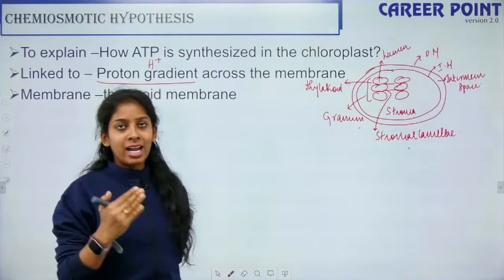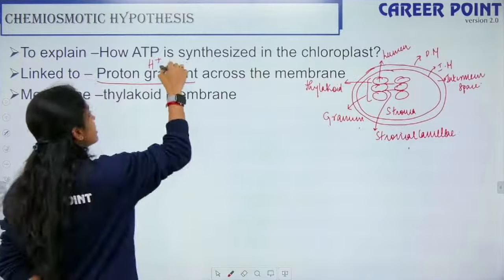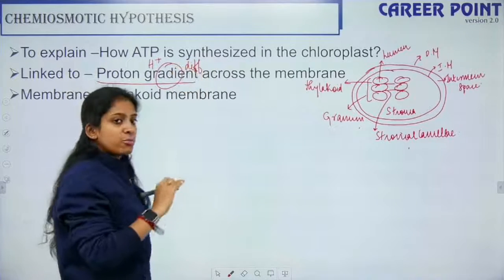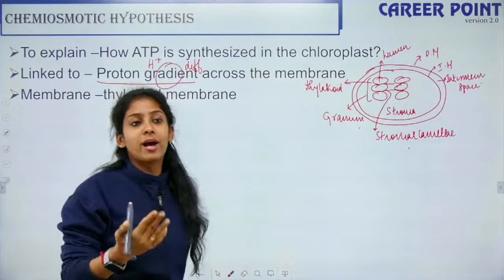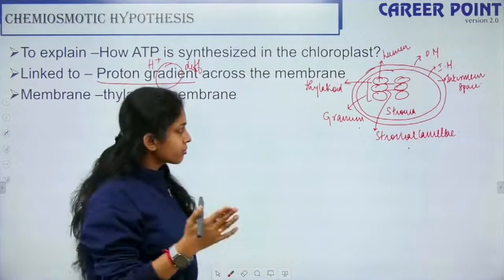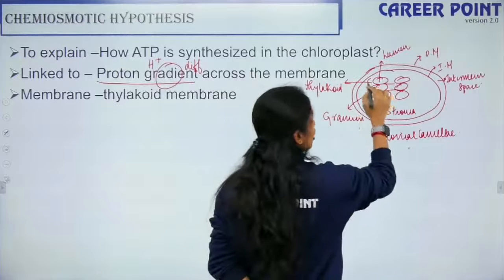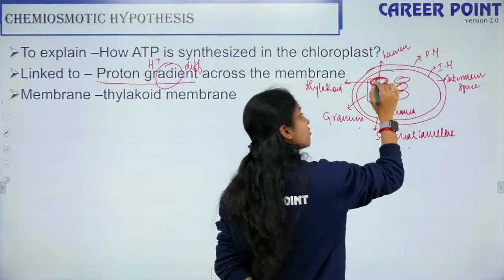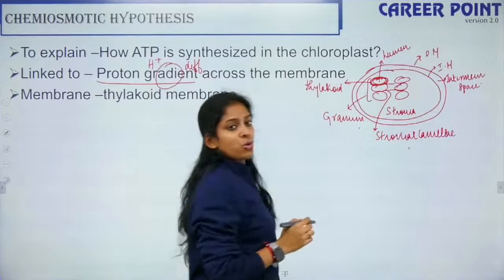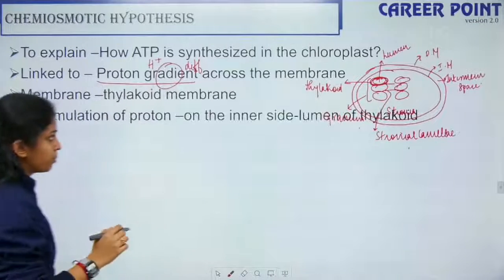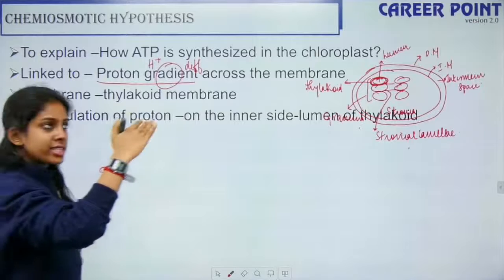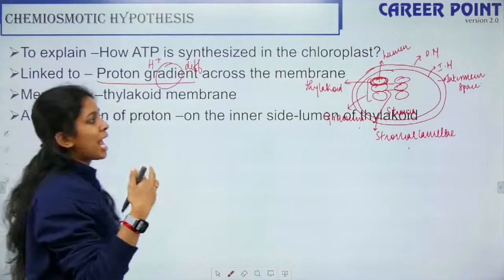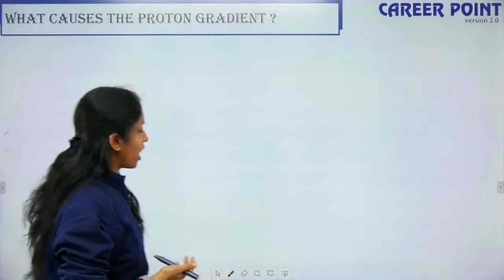First of all, a gradient is a difference in concentration. On one side I have to have more H plus concentration, and on the other side less H plus concentration, right? This happens across the thylakoid membrane. Inside the thylakoid I am going to have more H plus, and in the stroma I am going to have less H plus. So a gradient is created. Accumulation of protons happens on the inner side of the thylakoid, okay.